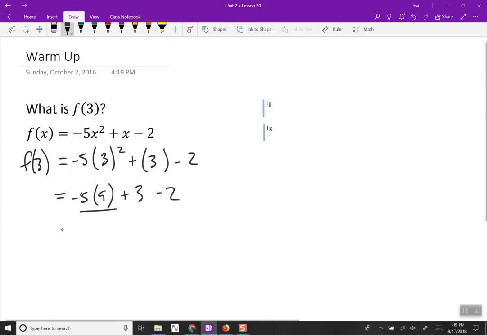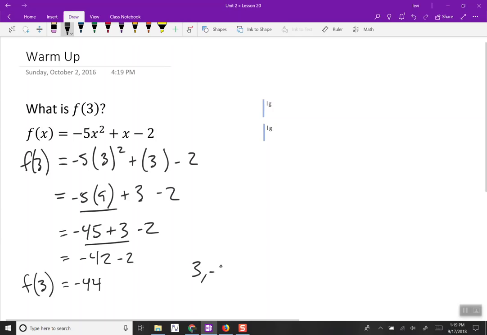Now negative 5 times 9 makes negative 45 plus 3 minus 2. So negative 45 plus 3 makes negative 42, minus 2 makes negative 44. So the value of our function when x is 3 is negative 44. That's the point (3, negative 44) as an xy coordinate, or as an input-output, or as a domain and a range. They're all synonymous with each other.